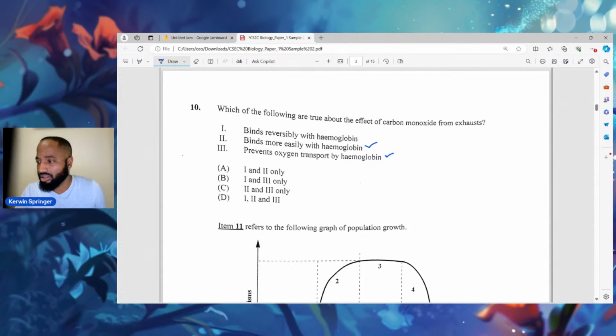So all of these. It's reversible. It's not irreversible, it just binds more easily than oxygen. It just favors the forward reaction a little better than oxygen. So it is reversible. It forms carboxyhemoglobin. It just has a stronger affinity. It bonds faster.